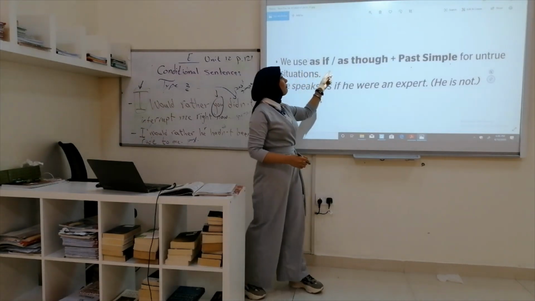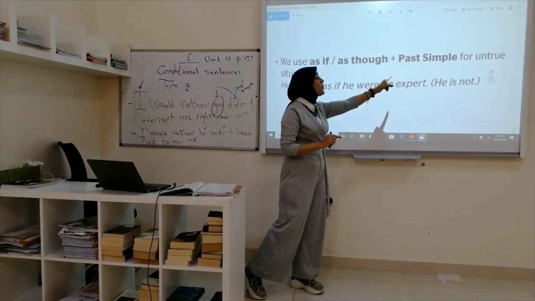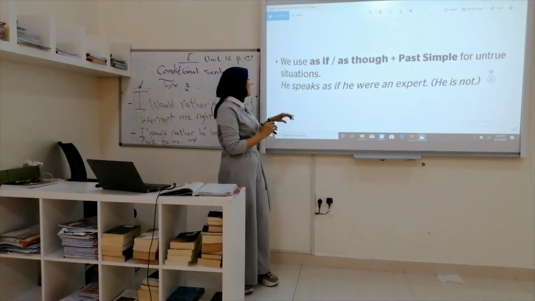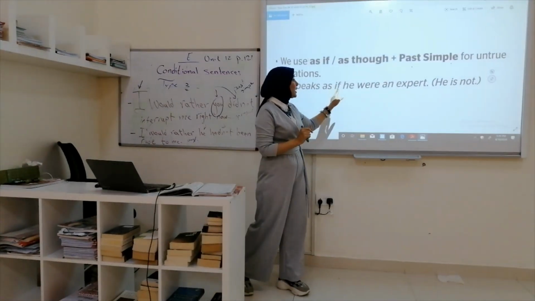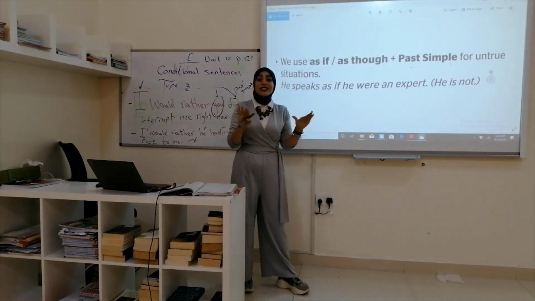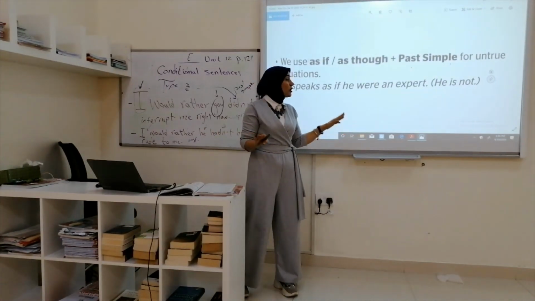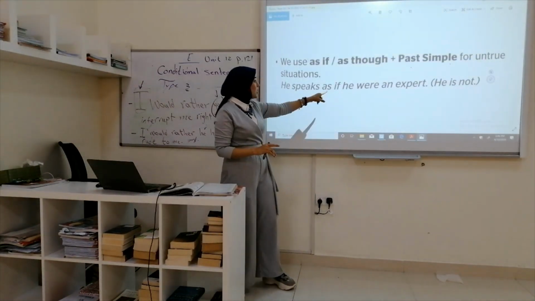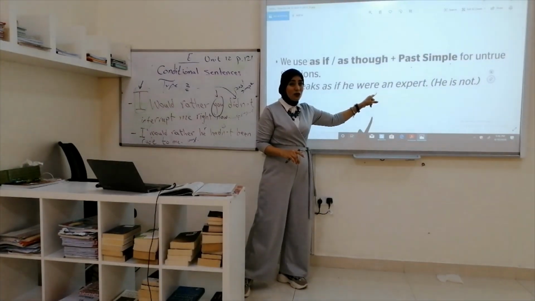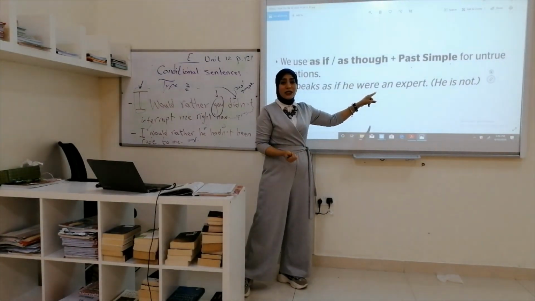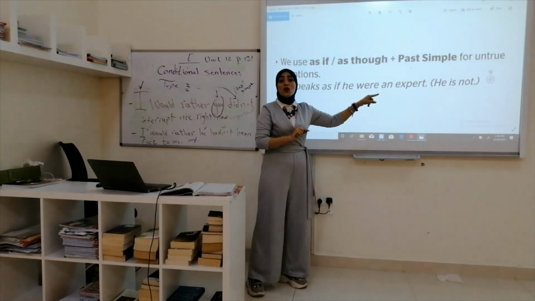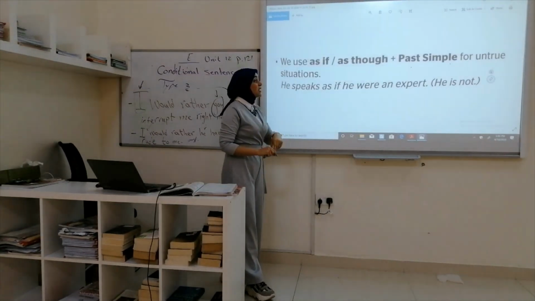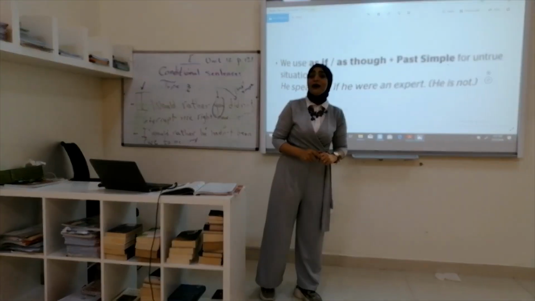We use "as if" or "as though" plus the past simple for untrue situations. Like what? He speaks as if he were an expert. He's not an expert, so it's an untrue situation. He speaks as if he were an expert. Yes, because it's untrue and something like an impossible situation, so "he were," not "he was." Why? Because it's impossible. Because it's untrue.